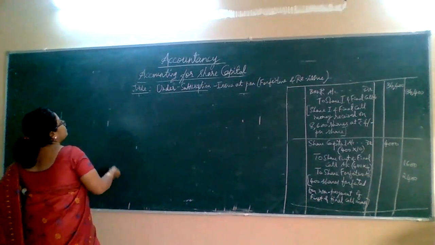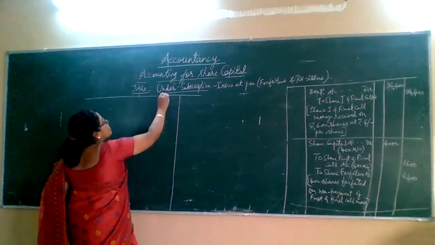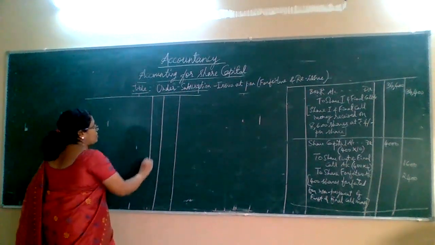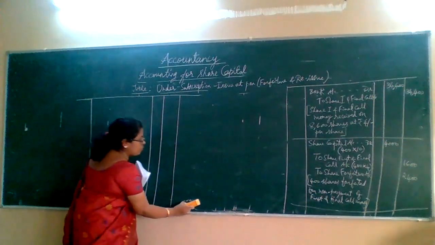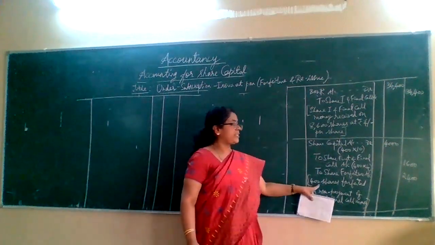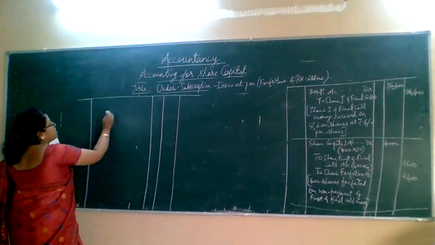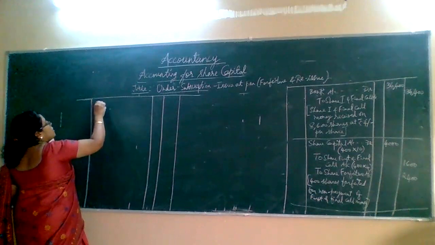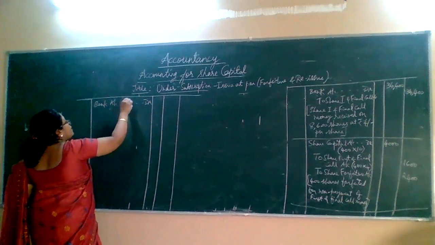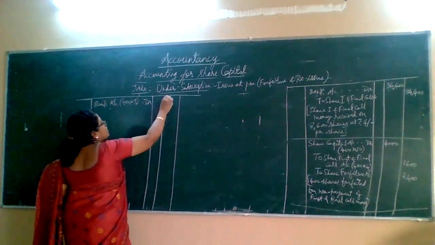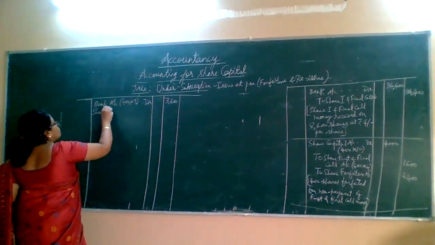So the next entry will be for reissuing the forfeited shares. How many shares are forfeited? 400 shares are forfeited. So these shares are being reissued. When they are reissuing, we will be receiving money. So bank account debit. Here it is 400 into 9 rupees, the rate at which it was reissued. So 3,600. The discount of 1 rupee will be debited to forfeiture account.